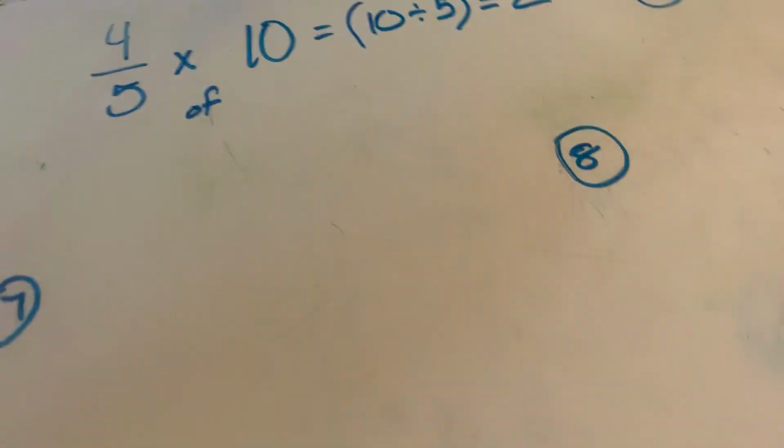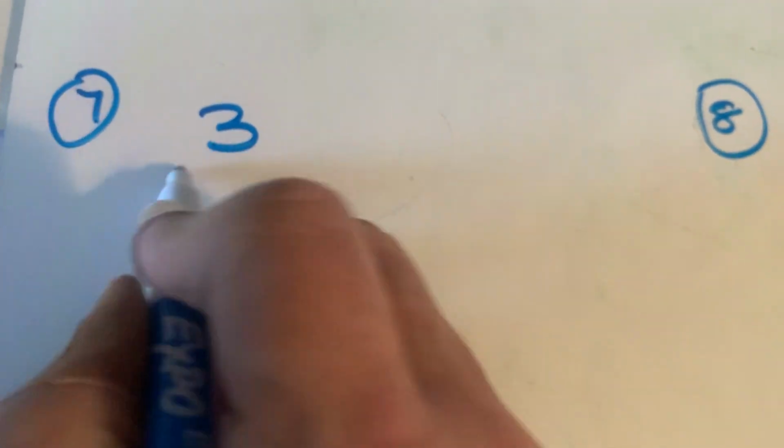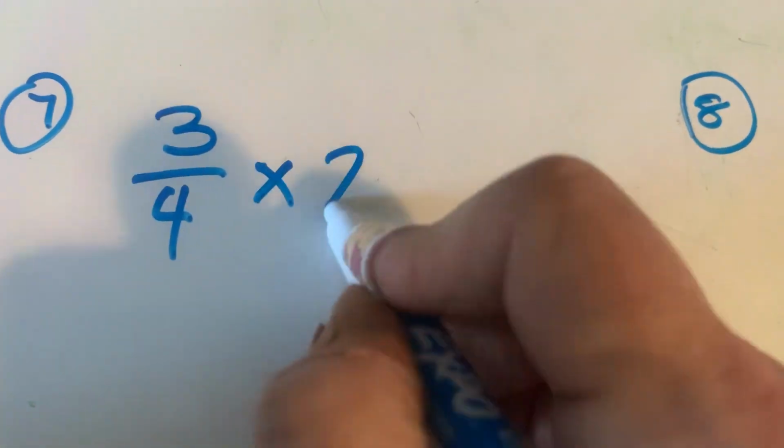So now let's take a look at number 7, because number 7 is a word problem. So what? We can do word problems. Okay, so, oops. Oh, I hope you didn't see the answer. If you did, just put it away for a second. And the phone rings. Okay, so we've got Marco and 20 pictures, and he drew 3/4 of them in art class. So let's go. We need to find 3/4 of, was it 20? Yes.